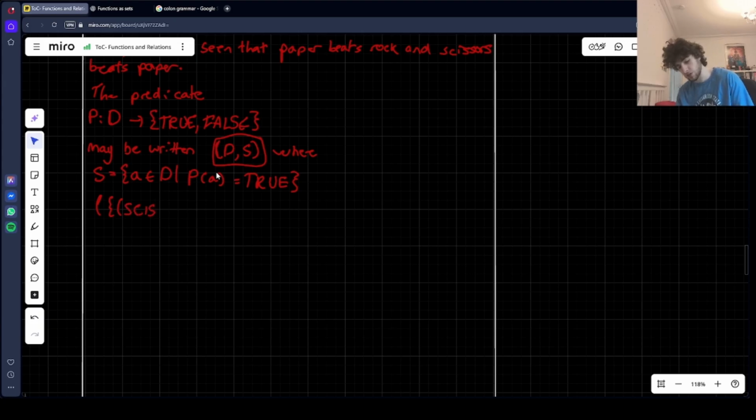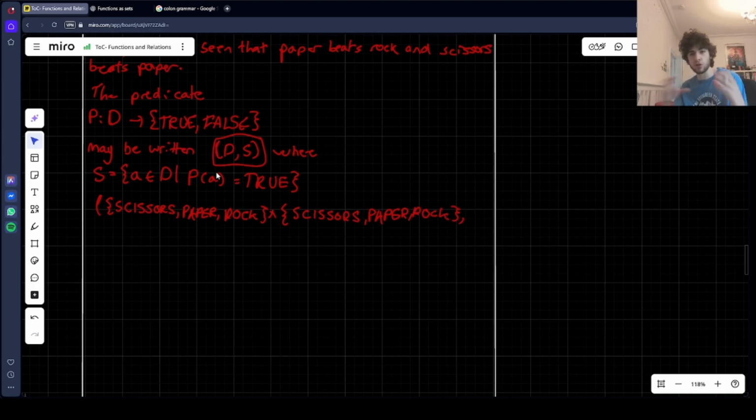So in that case, it's going to be scissors, paper, rock, and the Cartesian product of that with itself, right? To get all possible combinations of moves in the game. Right, so that's your domain. So that would be your D. And the second element of your ordered pair would be all the possibilities that evaluate to true when plugged into your property.